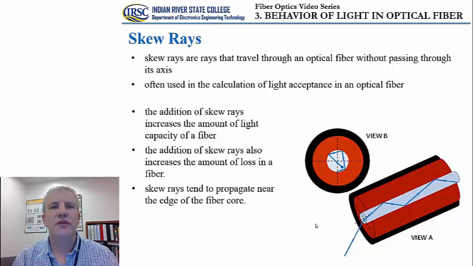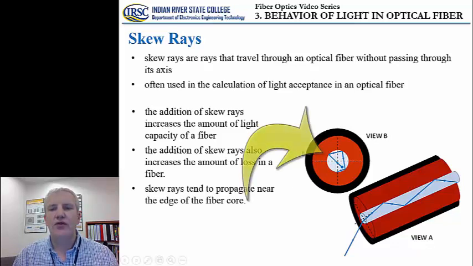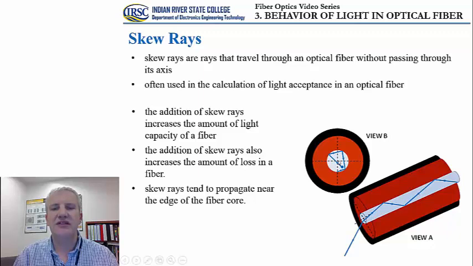Let's also spend a few minutes talking about so-called skew rays. Skew rays are the rays that travel through an optical fiber without passing through its axis. As you can see in the picture on this slide, if you look at the cross-section of the optical fiber, you see the propagation of a skew ray, and you see that the skew ray that's shown here in blue never passes through the center of the optical core. So those light rays are so-called skew rays.